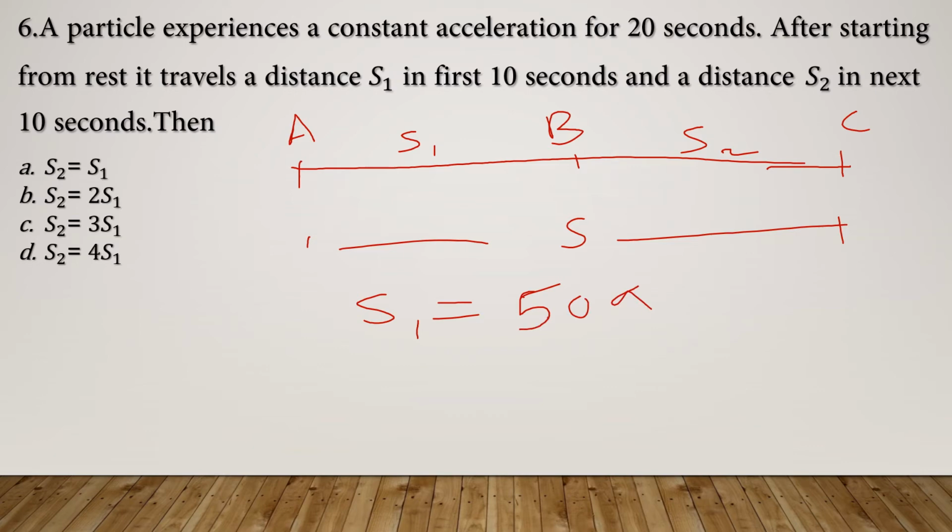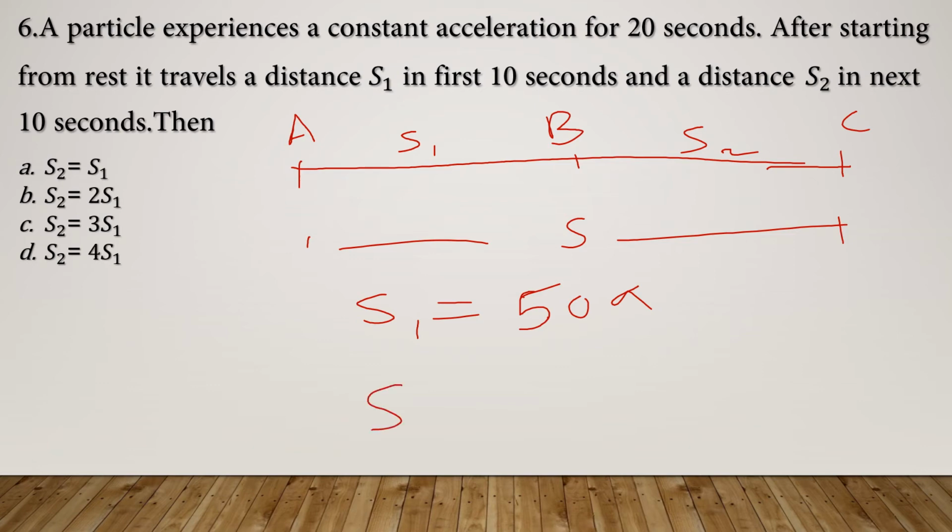S1 is equal to 50 times A. Now consider the motion from A to C. Again, initial velocity at A is 0. The acceleration remains the same. Again, if we use the same equation, S is equal to ut plus half at square.